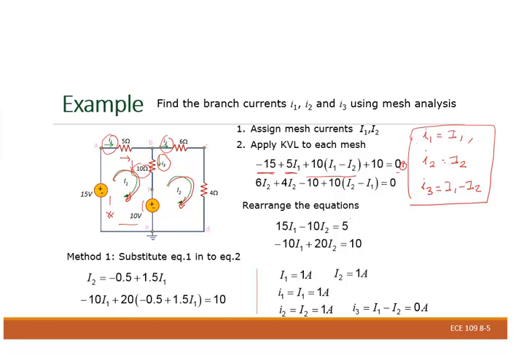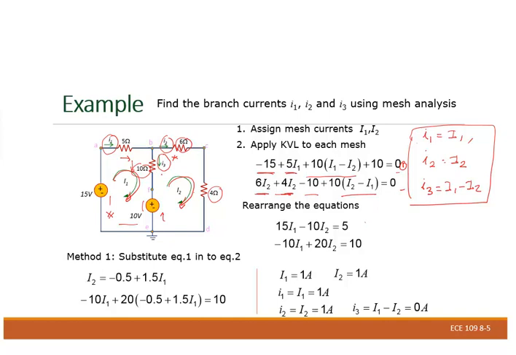Number 2 depends, again, on where you start. If you start from this point right there, 6 times I2, then 4 times I2. When you come here, negative 10 volts. Then when you come here, 10 times (I2 minus I1), and this will be equal to 0.